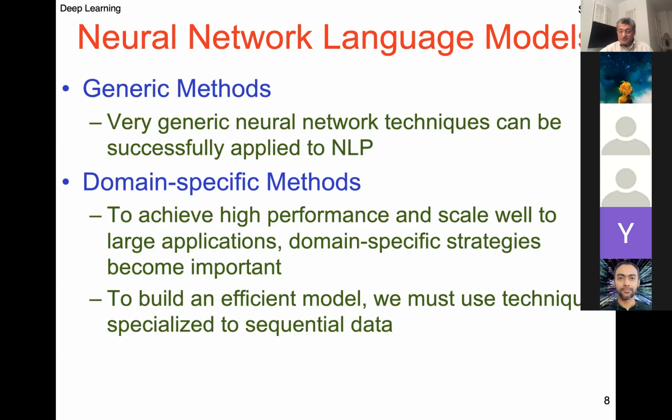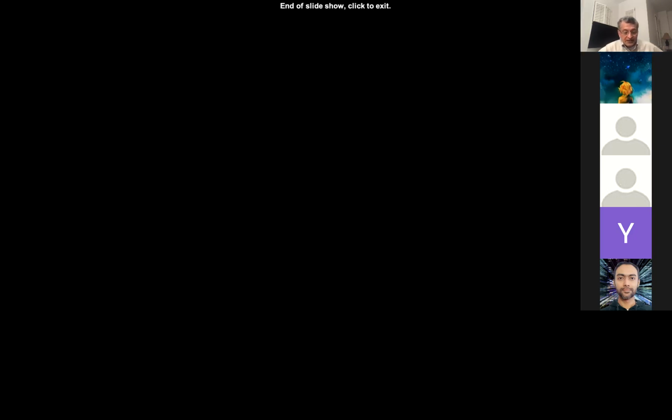So we become very domain specific. To build an efficient model, we must use techniques specialized to sequential data. It could be very specific. Let's say it's about American football. We'd have a very domain specific language, and if somebody says who's going to win this game, and you say it's the Bills by 3 touchdowns, it's very specific to the particular game we're talking about. In another domain, one might not know what you mean by win by 3 touchdowns. All right, so that's an overview.